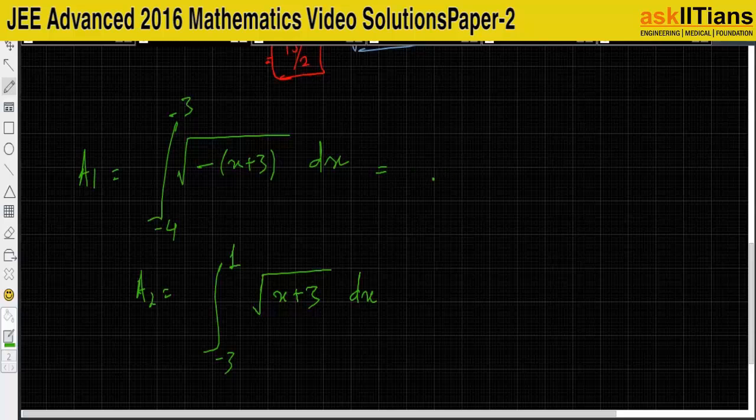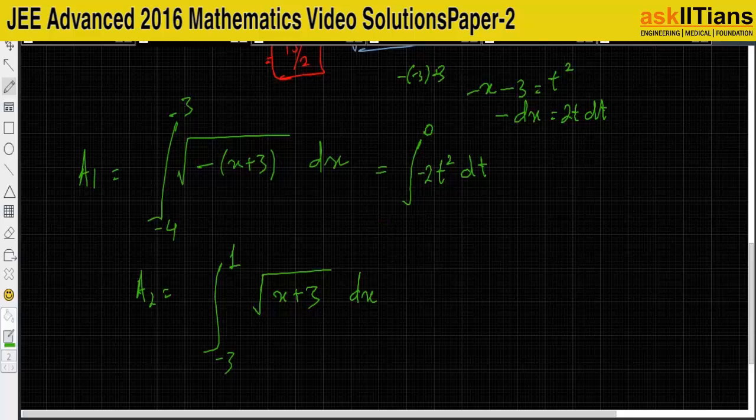So here I can simply write this as minus x minus 3, right? What I can do is simply take minus x minus 3 as t square. Okay, so minus dx will be 2t dt. So what I'll get is t, and dx will be minus 2t dt, so minus 2t square dt. And what will be the values of t? If I put x equal to minus 3, I'll get minus of minus 3, so t will be 0.